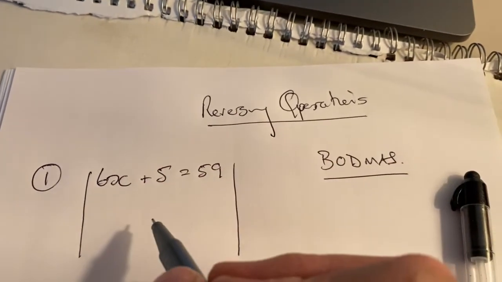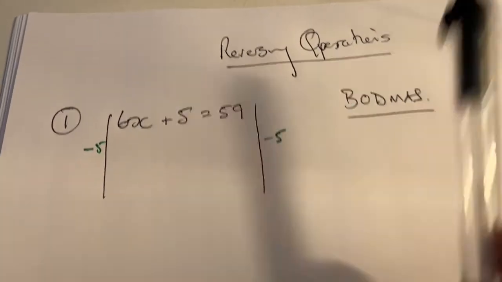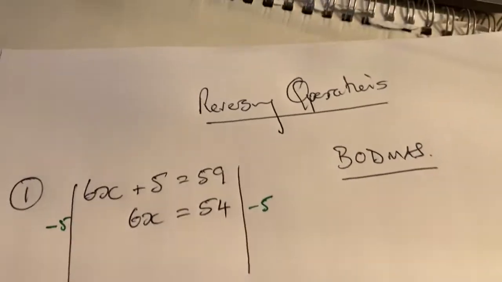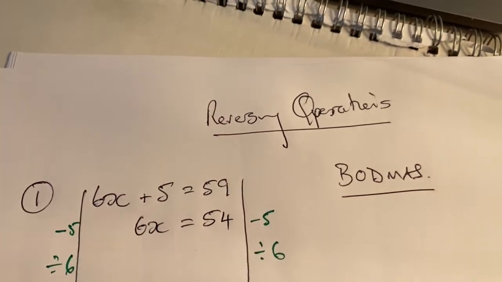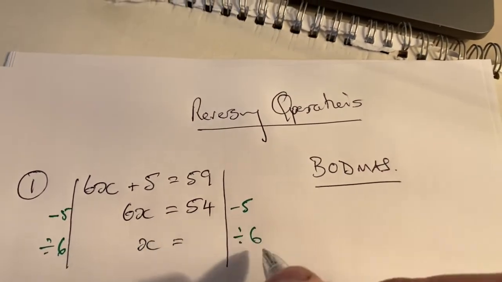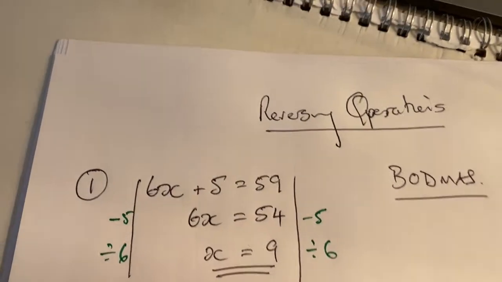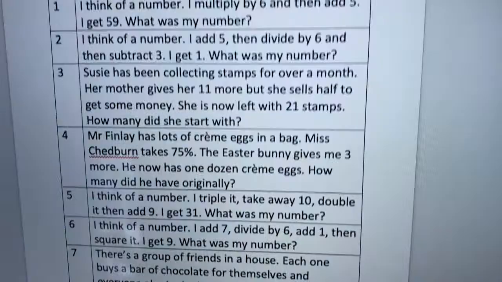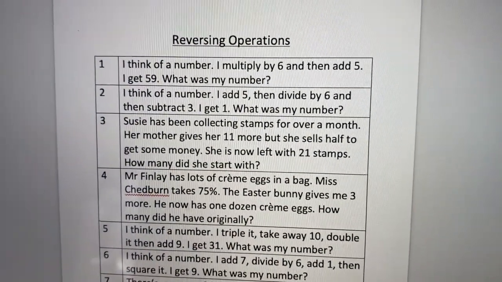So I'm going to go backwards to what they said. First of all, I'm going to take away 5 from both sides, so that makes 6x equals 54. Then I'm going to divide both sides by 6, because that's what the question says. Dividing that by 6, I simply get x. 54 divided by 6 is 9. Boom.